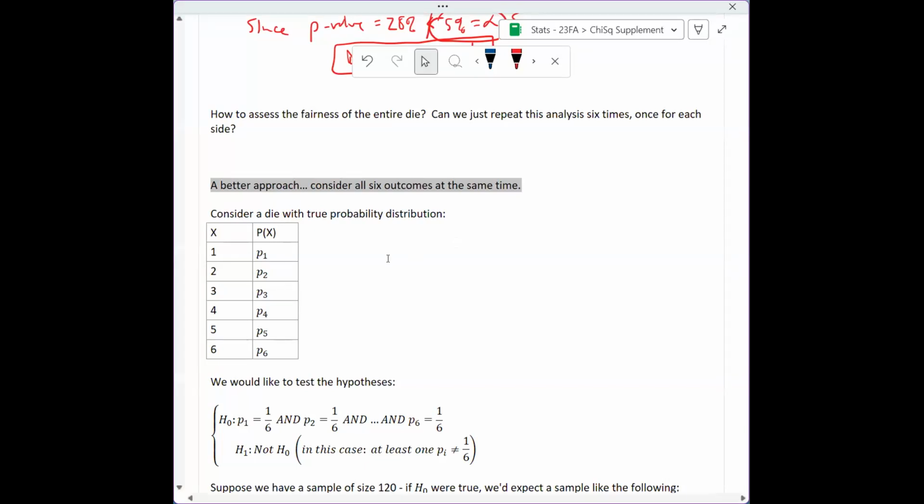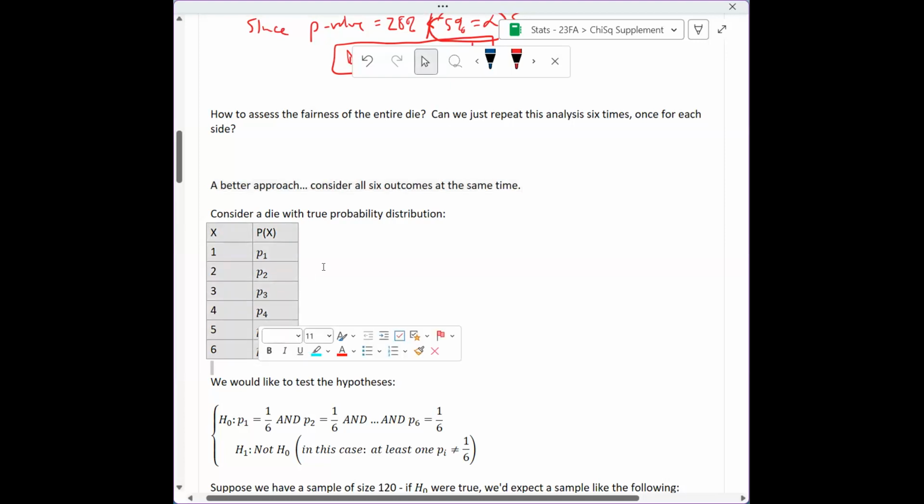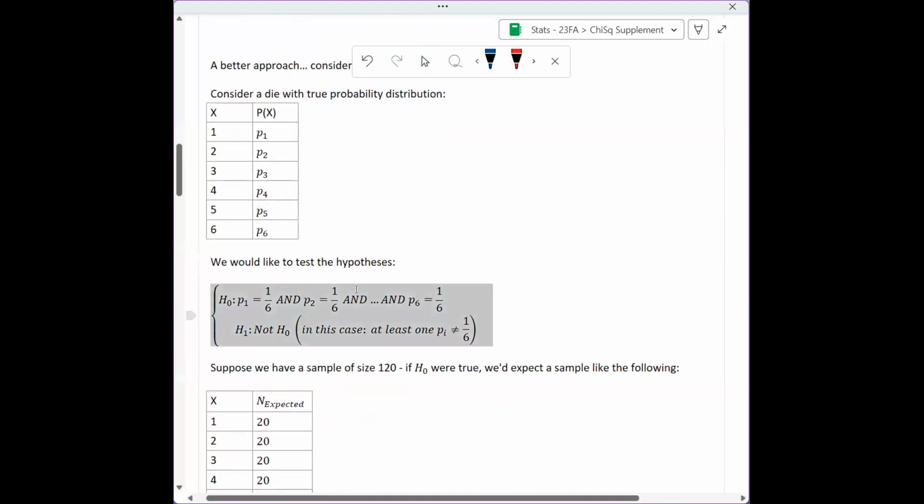So let's consider a die that has some true probability distribution. This is the actual for this die. P1 is the probability of rolling a 1, P2 the probability of rolling a 2, and so on. And for a fair die, we know that the probabilities are equal. In other words, P1 should be 1/6 if this was a fair die. P2 would be 1/6, and so on, and P6 would be 1/6. If it's not a fair die, then our alternative hypothesis is just that the null is not true. Or in this case, at least one of our probabilities is not 1/6. That would be an unfair die.